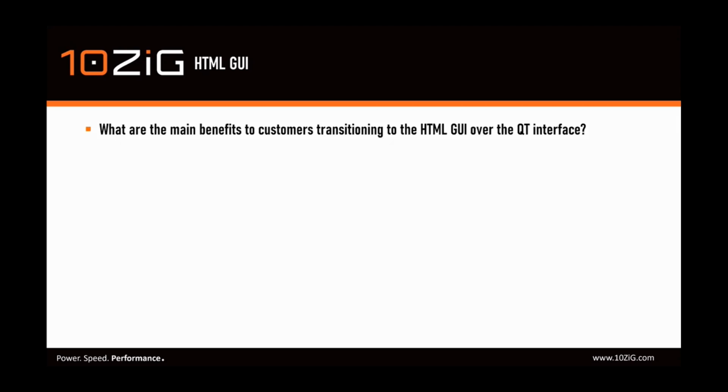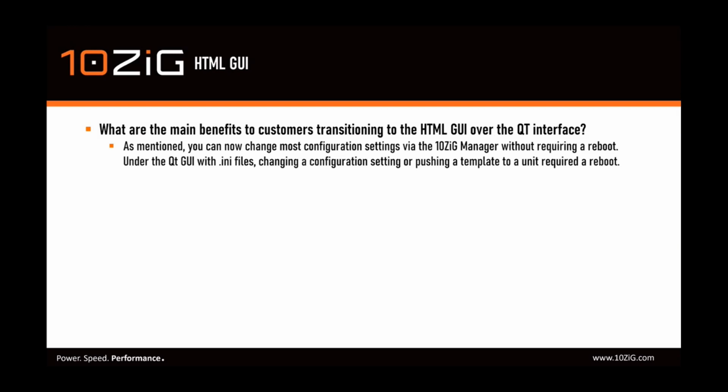So what are the main benefits to customers transitioning to the HTML GUI over the older Qt interface? As mentioned, you can change most of the configuration settings now via the manager without requiring a reboot. That's really nice, and that's huge too if you need to do an update in the middle of the day, and you have users about. If you've tested it, you don't necessarily have to bother having them log off and go away, because you're not going to have to reboot the unit to push the config. Again, if you've tested it and everything is happy and working, good IT practices and all that.